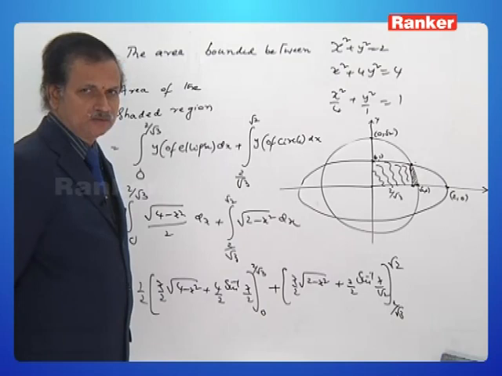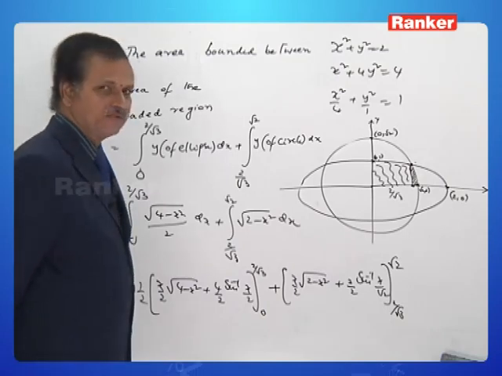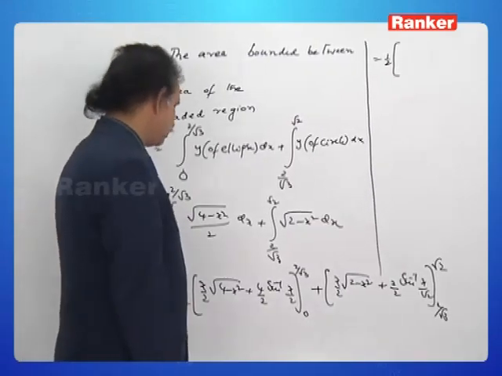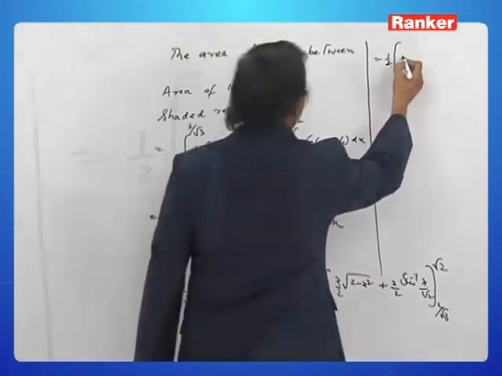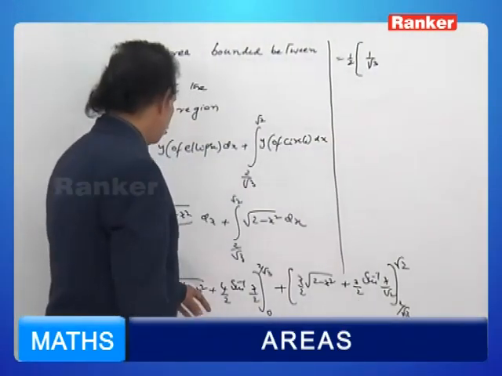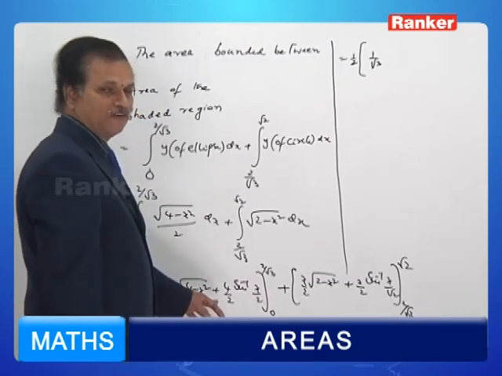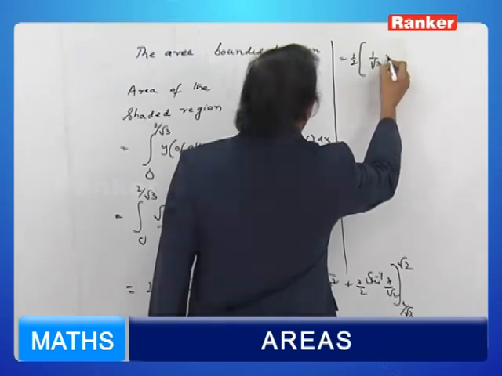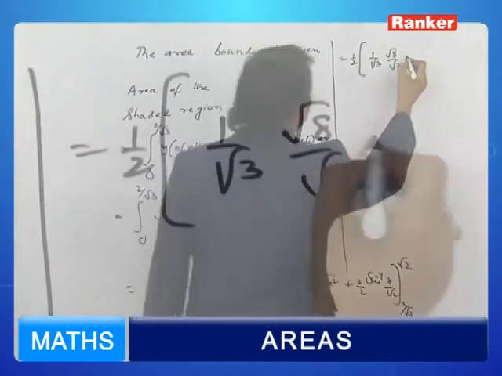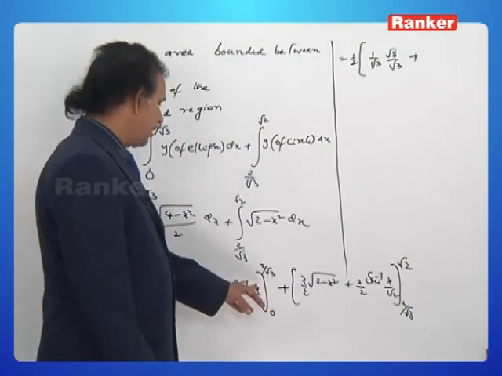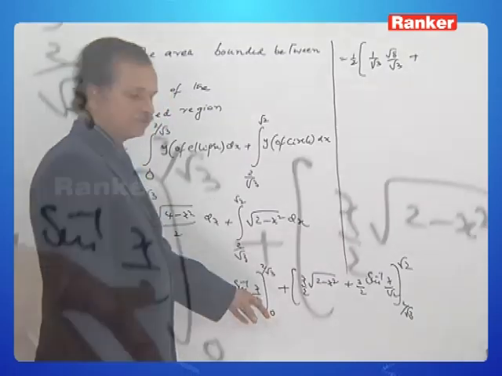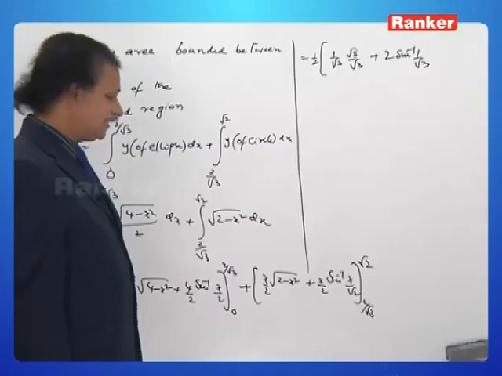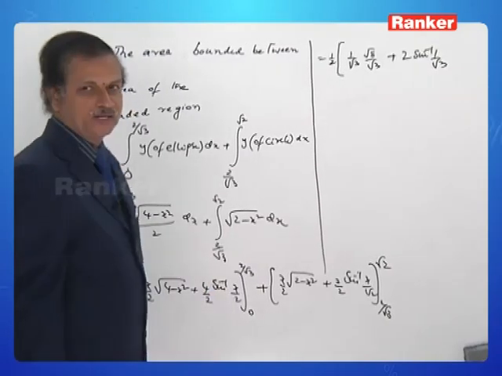I need to remove it so as to save some space for the calculatory part. Half into, first of all, take 2 by root 3. 2 by root 3 by 2 means 1 by root 3. 2 by root 3 whole square means 4 by 3. 4 minus 4 by 3, 8 by 3. Root 8 by root 3, plus 2 by root 3 by 2 is 1 by root 3, sine inverse 1 by root 3, 2 sine inverse 1 by root 3. And then you put 0. If you put 0, this is 0 and that is 0, there will be nothing at all to calculate.